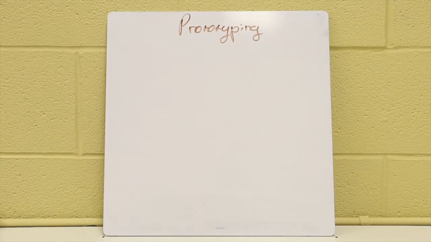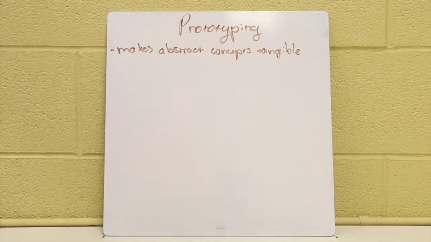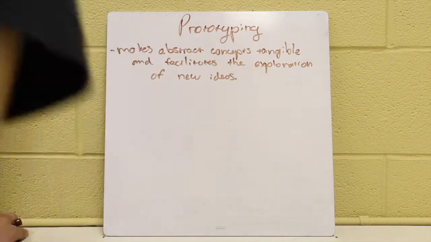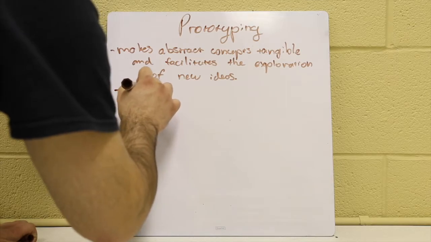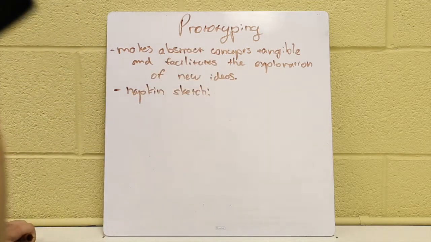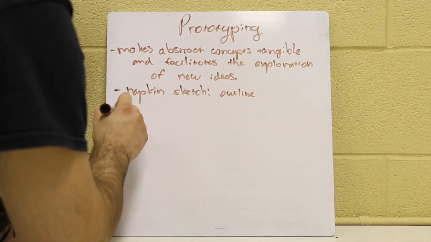Next up, we've got prototyping. The definition taken from the book is prototyping makes abstract concepts tangible and facilitates the exploration of new ideas. The 4 main steps of prototyping are, first off, a napkin sketch, in other words, the outline of the idea. This is the beginning stage, very rough.